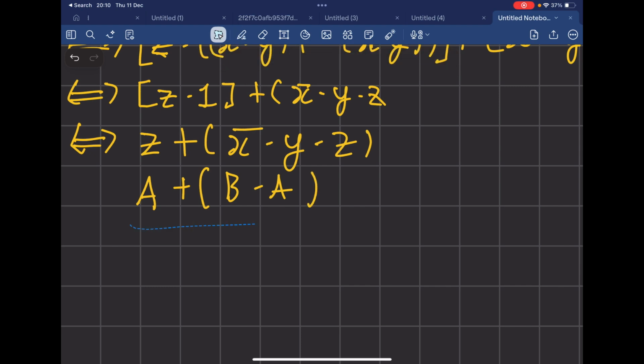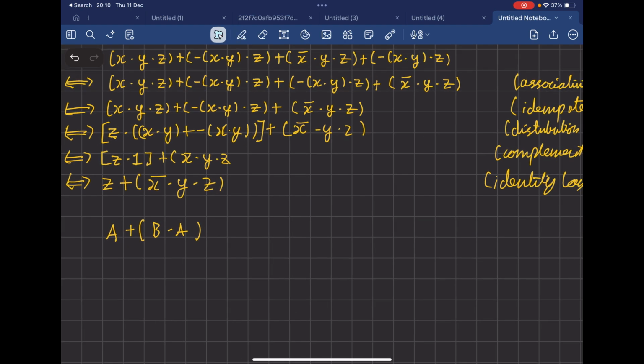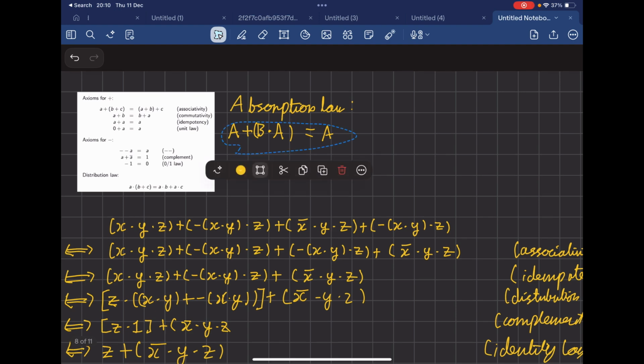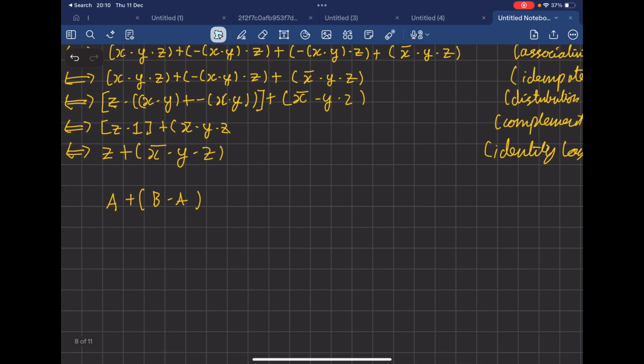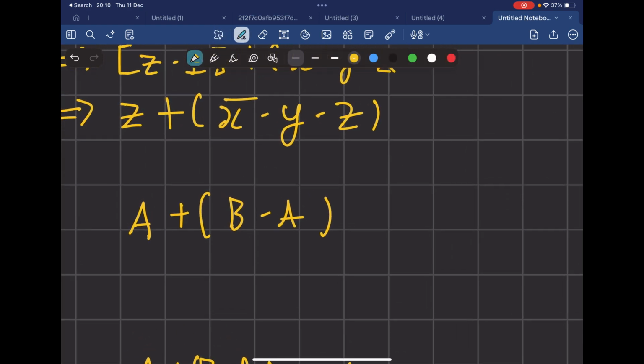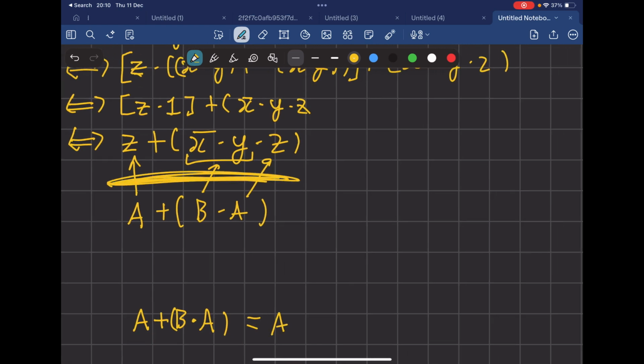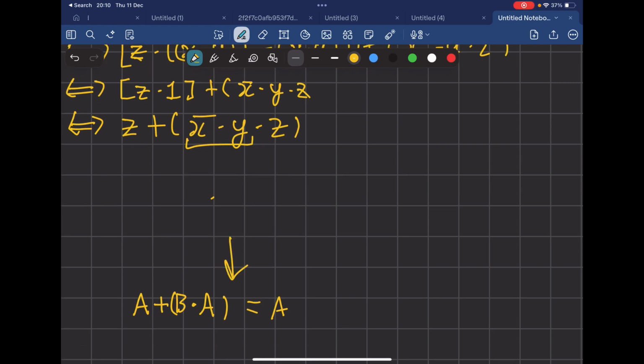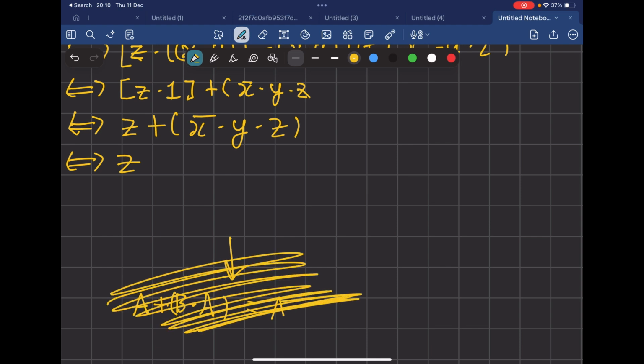Right? And this is really the exact same thing as what we had for the absorption law. So this is in the form of the absorption law. So just to reiterate, in this case, A is Z, B is this thing, and A is this thing. So it's in the form of the absorption law, and so we can apply it. So looking at this law, this entire thing should just be equal to Z. And so we can reduce this big thing into just Z. And that's it, that's the answer for the question.